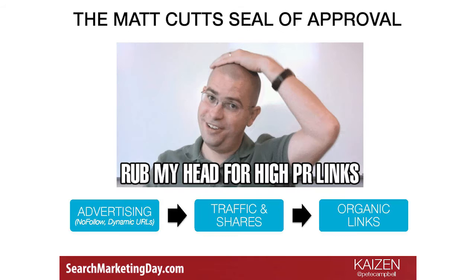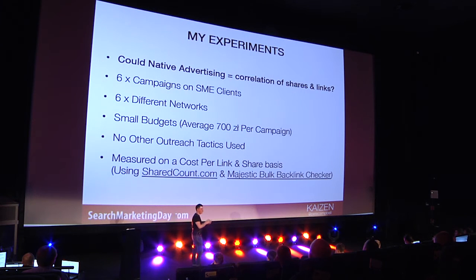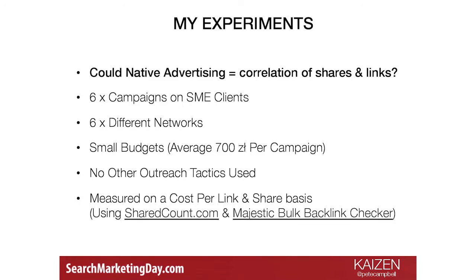Why? Well, all the native advertising does is give you exposure, and that in turn leads to really targeted traffic. And I found that traffic acts as a catalyst for shares, and off the back of it, really good links. So I wanted to find out, could native advertising lead to a correlation of shares and links? So remember, correlation's a big word.